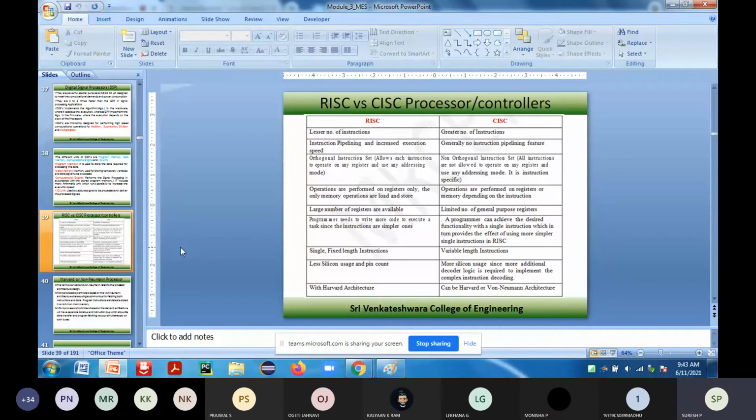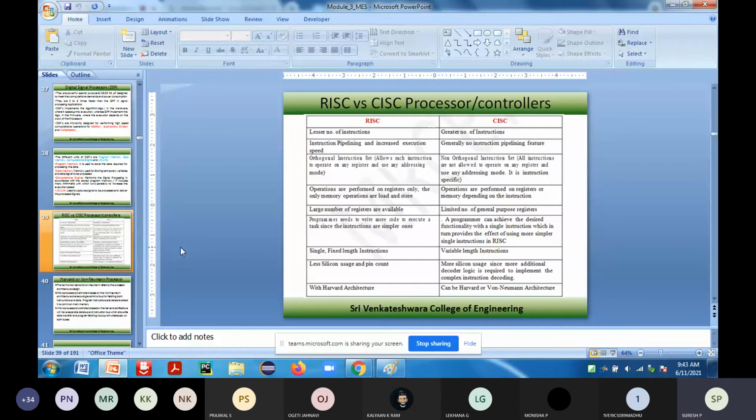The RISC architecture has a lesser number of instructions. RISC operates on load store operations, because you cannot manipulate the data inside the memory. That is not the case with CISC, which can operate directly on the memory. So RISC has a lesser number of instructions, and CISC has a greater number of instructions.